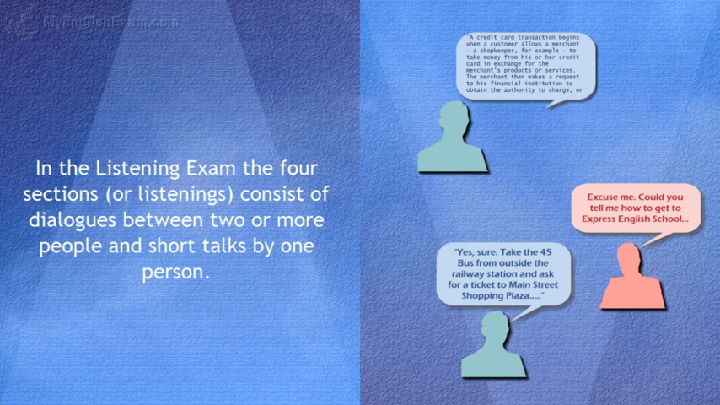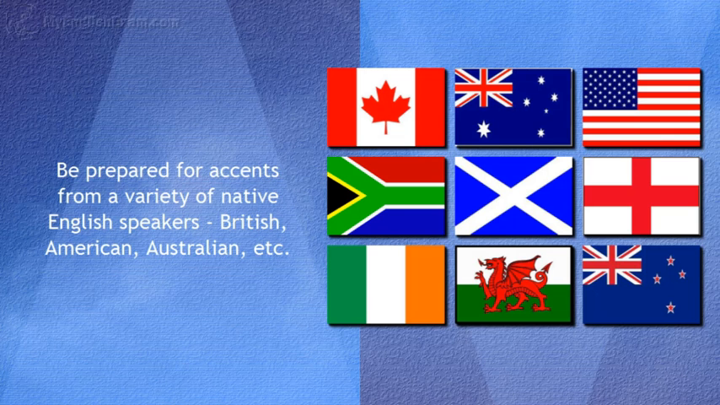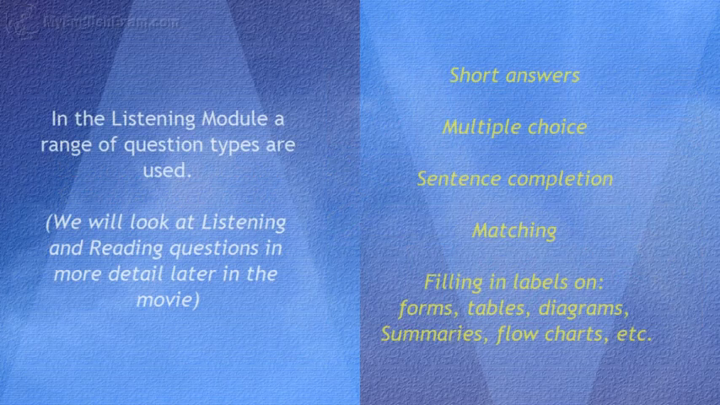In the listening exam, the 4 sections, or listenings, consist of dialogues between 2 or more people and short talks by one person. Be prepared for accents from a variety of native English speakers: British, American, Australian. In the listening module, a range of question types are used.